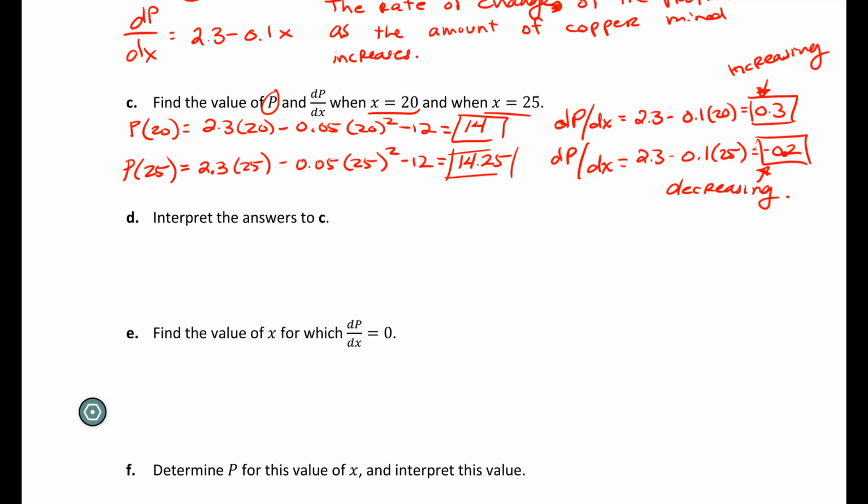Well, the first thing I can look at is what happened when we plugged in 20 and 25. We had a profit of 14 million and 14.25 million. So we can say the company is profitable, and considerably profitable when we mine this much.